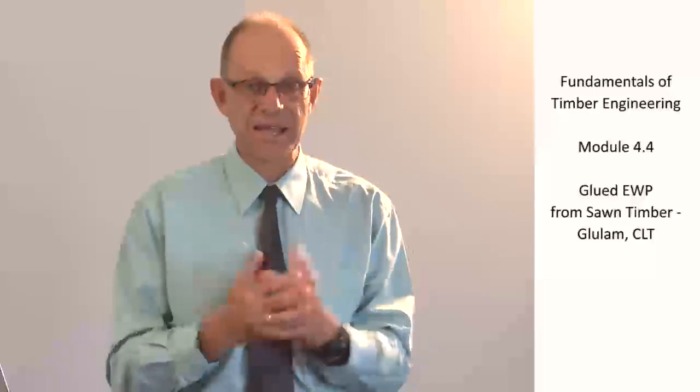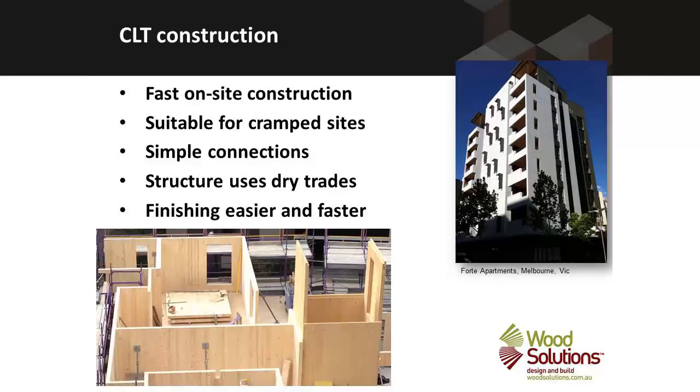CLT construction then is simply assembling the pre-manufactured panels on site. As you can see, they've already got cutouts for the windows. They can already have chasing in it for the wiring and the plumbing, so that fit out of the building is accelerated by use of that type of construction.